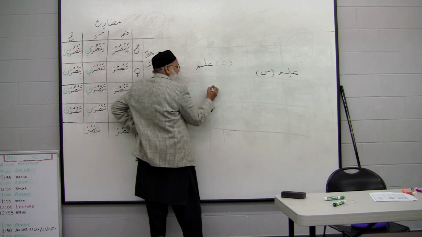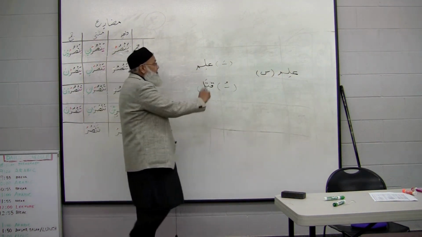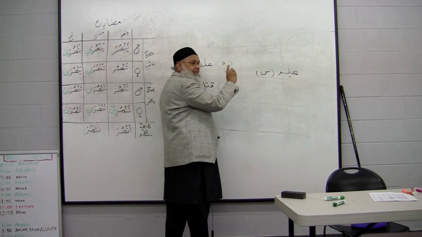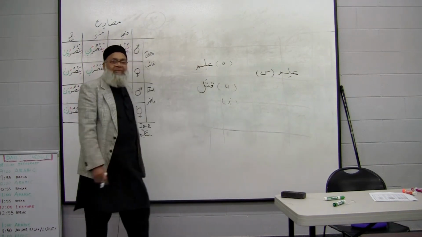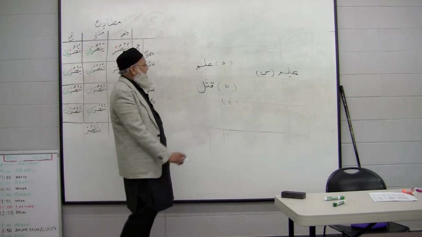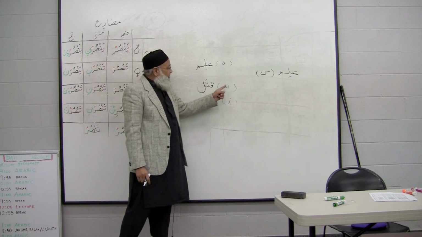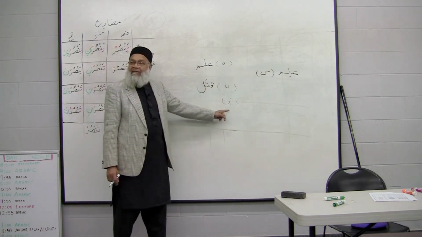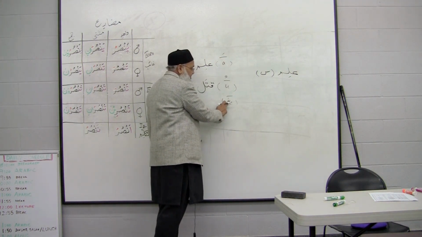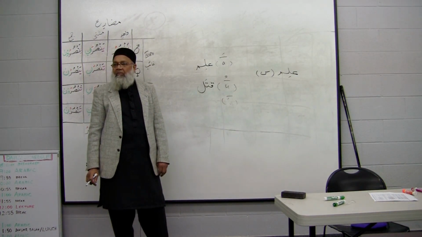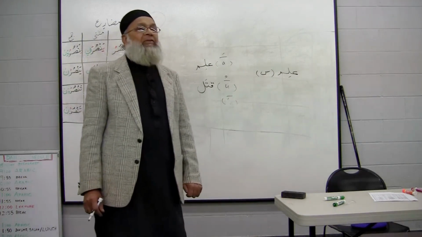Suppose you want to see Qatala. Qatala will be like this. Or they will indicate with a. For dhamma they will indicate with u, and for kasra they will indicate with i. For example, alima ya'lamu. For fatha they will indicate with a, for dhamma they will indicate with u, and for kasra they will indicate with i. Either this or what I wrote earlier, like this, or like this. This is indicating that it is qatala yaqtulu. Nasara yansuru.